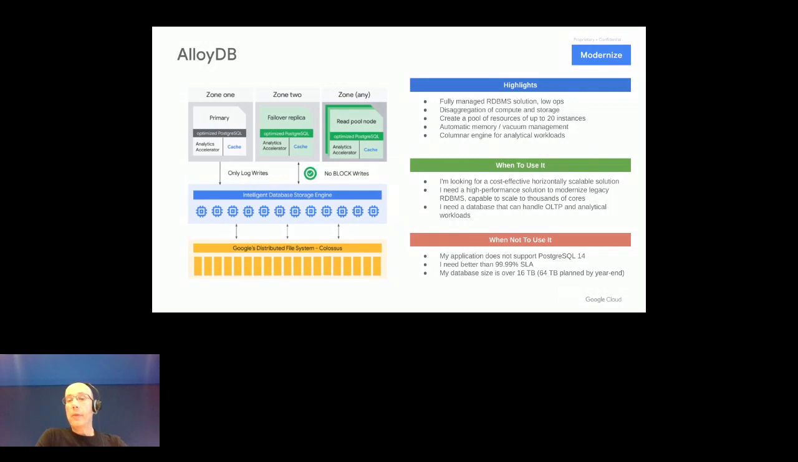But if you don't need that much scalability, if you don't need horizontal scalability, and you don't need that much SLA, maybe AlloyDB might be a little bit overkill for your workload, and that's something we can help you decide if you're interested. The other thing is that currently the maximum size you can have in AlloyDB is 16 terabytes. By year end it's going to be 64 terabytes, and by the end of 2024, it's going to be 128 terabytes.